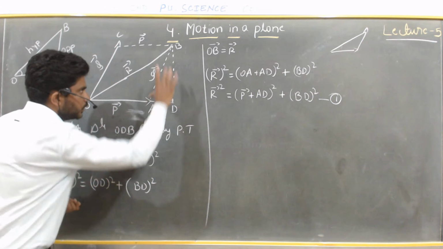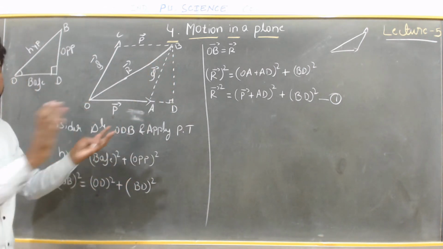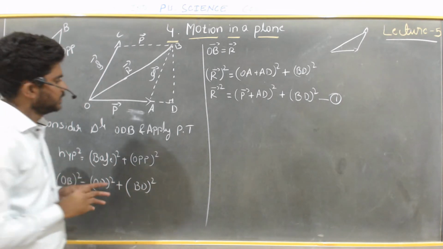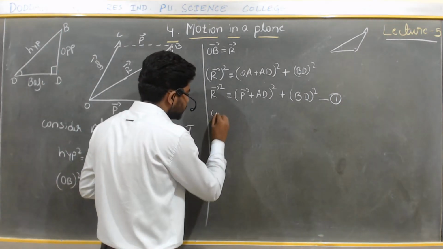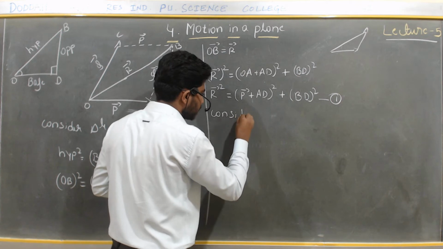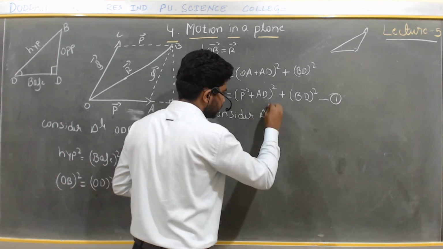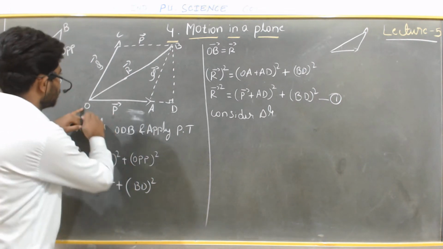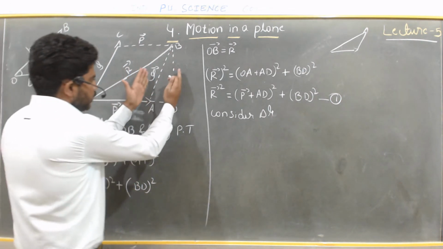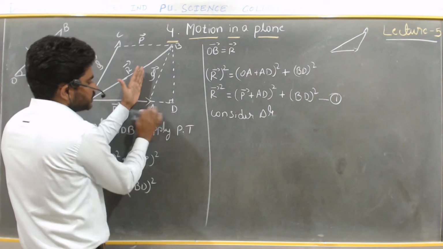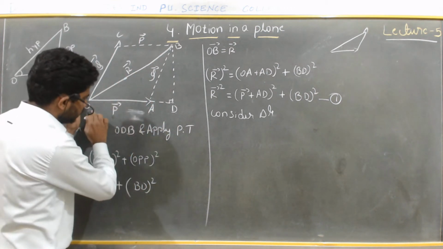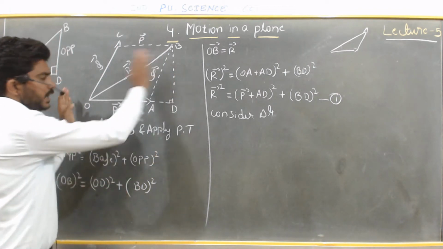If you want to find out these two values, again we have to go through the trigonometric functions, which are sine, cos and tan theta. So here consider triangle, which triangle? ADB. Don't consider the whole triangle. We have to get the value for this much only, AD. For that purpose we need not take the whole triangle.